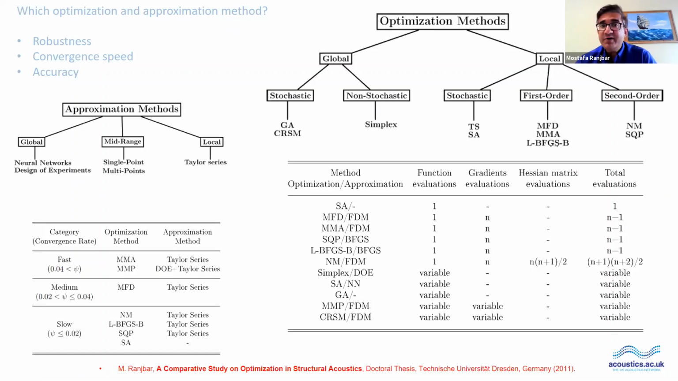We considered different optimization techniques, whether they were stochastic, non-stochastic, or gradient-based methods. The methods are written here: simulated annealing, method of feasible direction, method of moving asymptotes, sequential quadratic programming, limited memory BFGS for bound constraint methods, Newton methods, simplex methods. Also a combination of simulated annealing with neural network as a hybrid technique, genetic algorithm, mid-range multi-point techniques, and controlled random search.